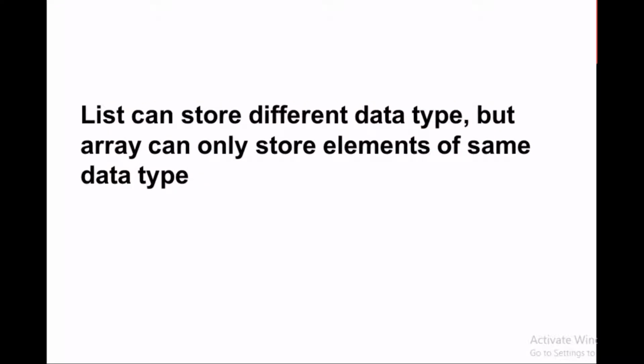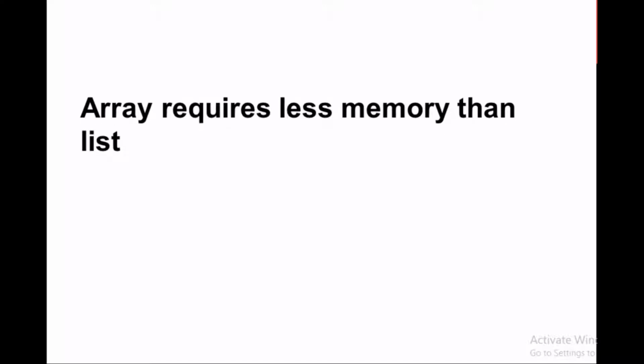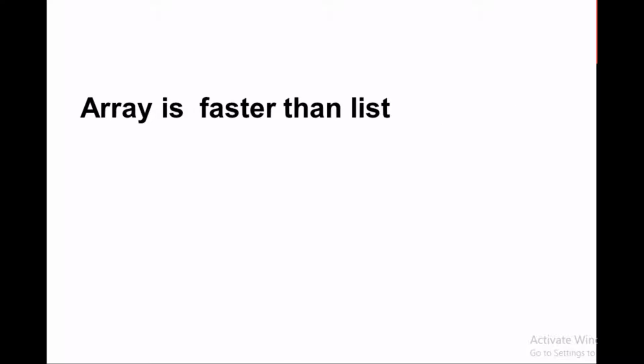A list can store different data types, but an array can only store elements of the same data type. Arrays require less memory than lists. Arrays are faster than lists. These are the three I can cover, but there are lots of differences. So see you in the next section.